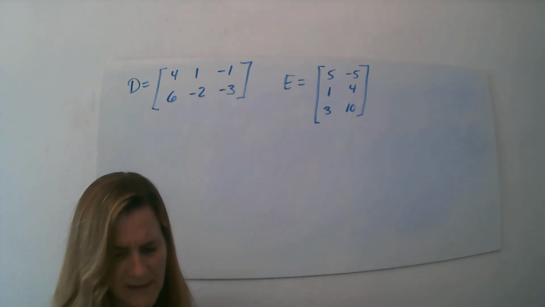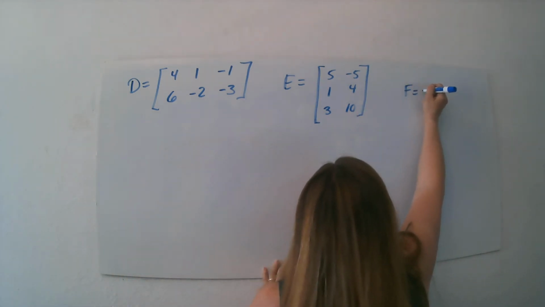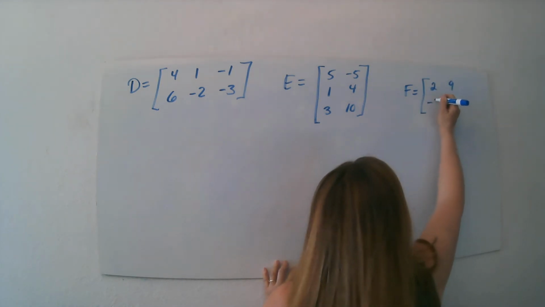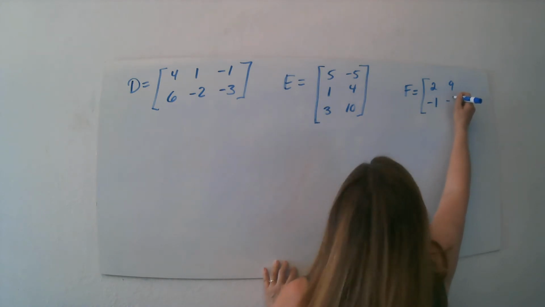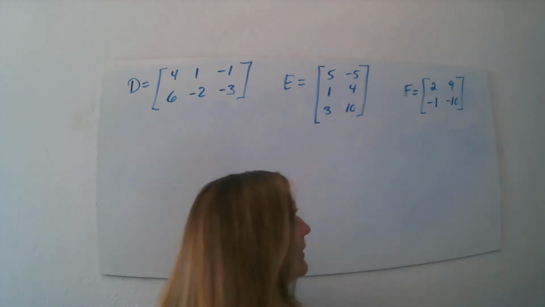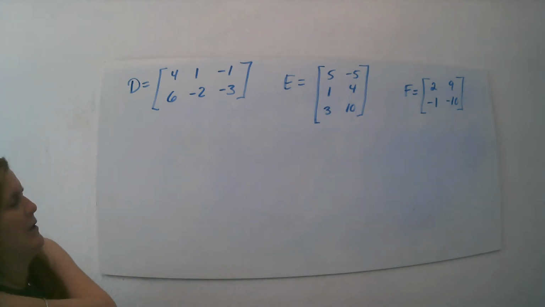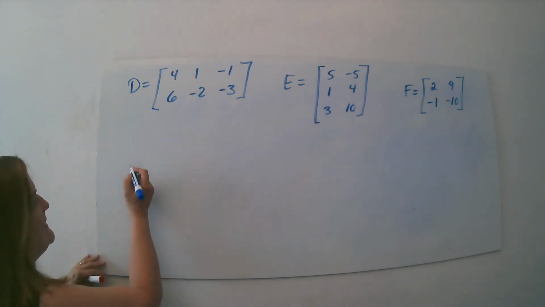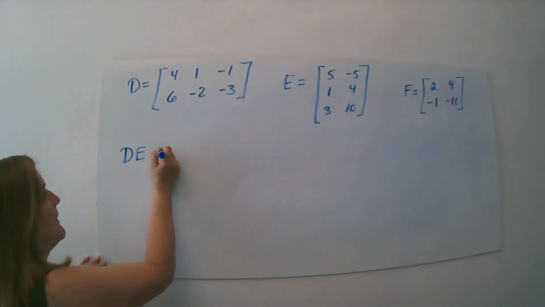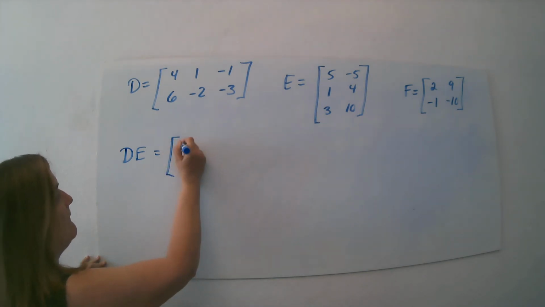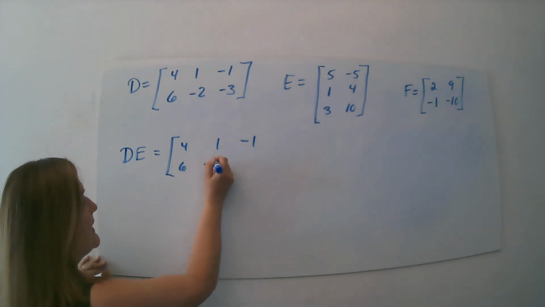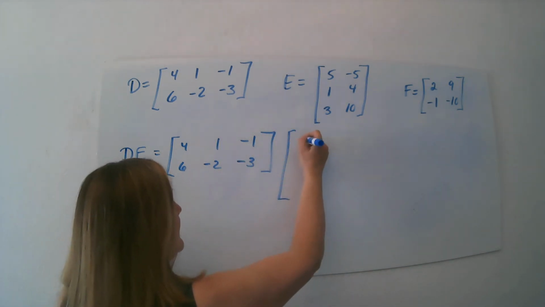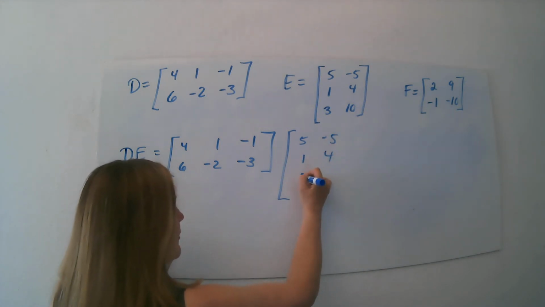And one last matrix, let's make it matrix F, and it will be 2, 9, negative 1, negative 10. There we go. So here are the matrices we're going to use, and let's again do some multiplication. So let's start with DE. We're going to take the product of 4, 1, negative 1, 6, negative 2, negative 3, and multiply it by 5, negative 5, 1, 4, 3, 10.